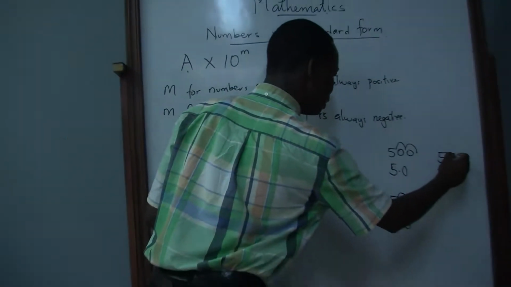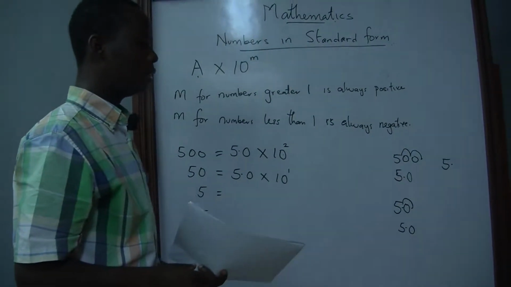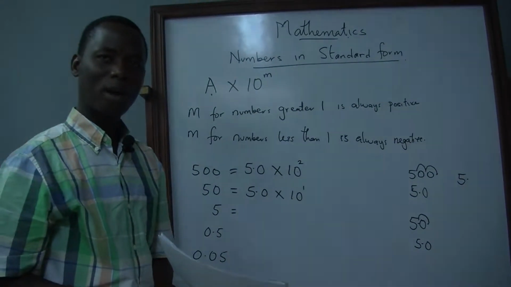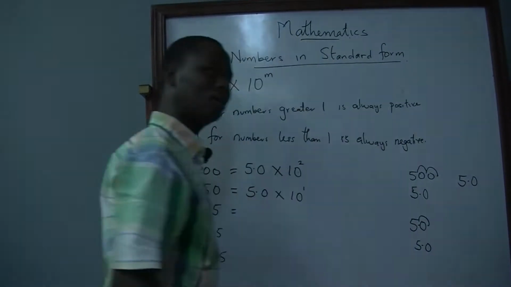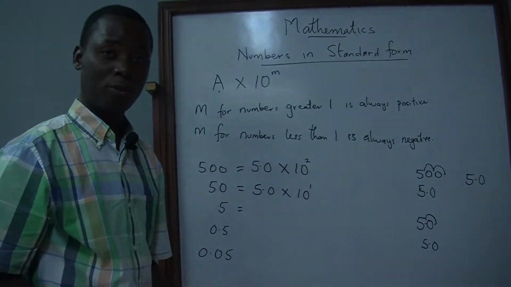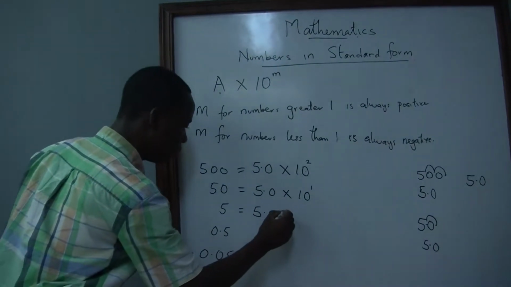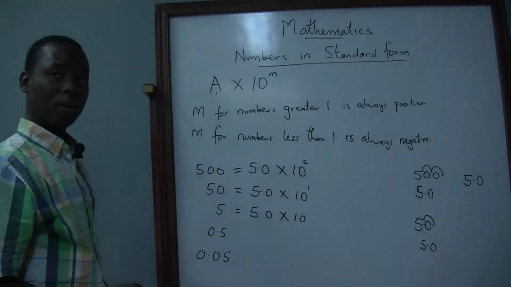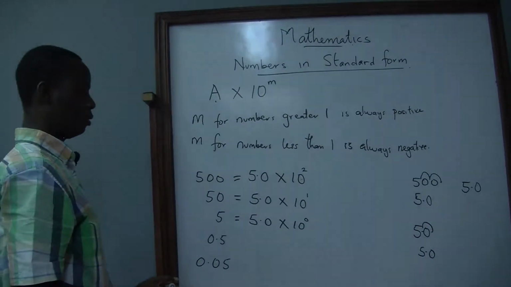Let's look at 5. For 5, the decimal point is right behind it. So, is the decimal point going to move at all? Beautiful. No. The decimal point will not be moving. All you just need to do is add a 0 behind it. That 0 is insignificant. Hope you know that. So this will give us 5.0 times 10. Since the decimal point is not moving at all, what will be the power? 0. Beautiful. The power there will be 0.